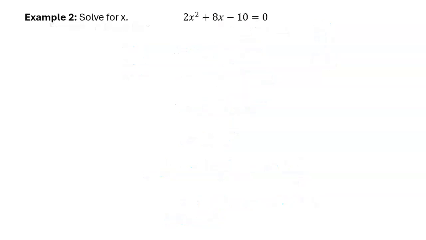Example 2 says solve for x: 2x squared plus 8x minus 10 equals 0. Now again, because it's equal to 0, we can solve for x. What we're trying to do first here is factor this. Now we can common factor a 2 out, and we're left with x squared plus 4x minus 5. At this point we divide both sides by 2, and because it's equal to 0, 0 divided by 2 is still 0. So we get x squared plus 4x minus 5 equals 0.